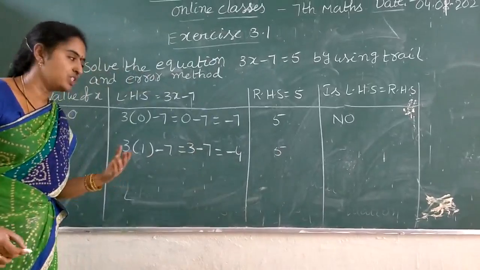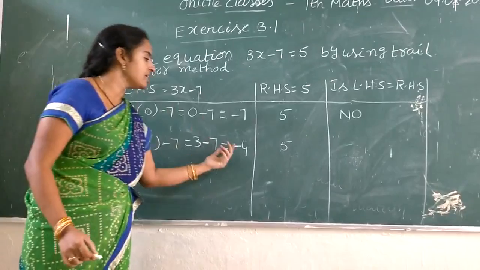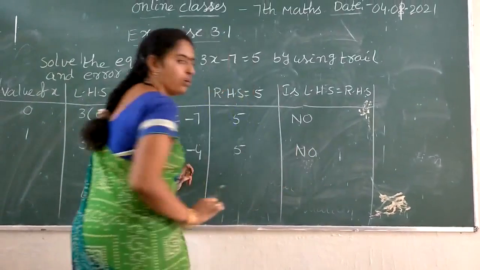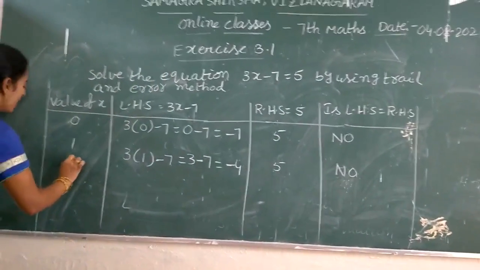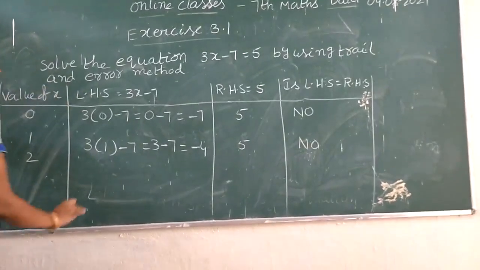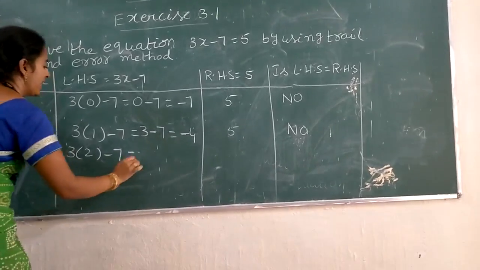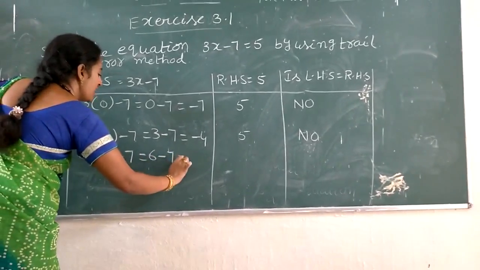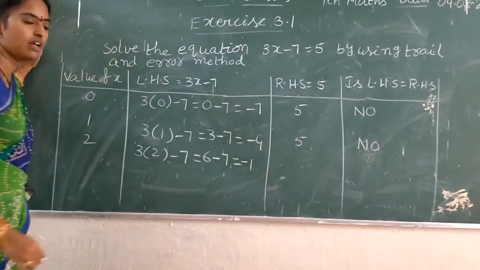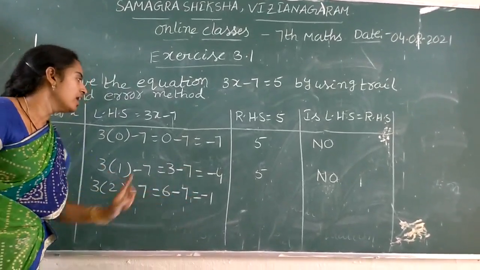Children, substituting x equal to 1, is LHS equal to RHS? No. Next, substituting x equal to 2, we get LHS 3 into 2 minus 7. 3 into 2 we get 6, minus 7. Here we get the negative integer minus 1.